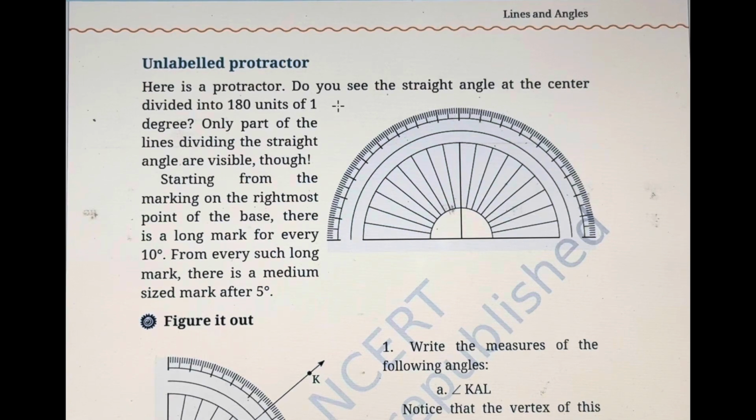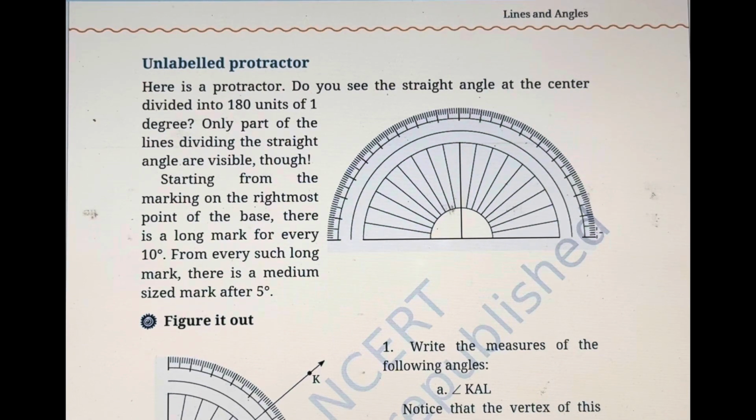But before studying how to use that protractor which is labeled, we'll see here there is an unlabeled protractor given, right? So if you see this straight angle at the center, it is divided into 180 parts. So this is a straight angle and you can see the small lines. They're total 180, 0 to 180. So only part of the lines dividing the straight angle are visible, right? So you can see this straight line and these are the parts, 180 parts.